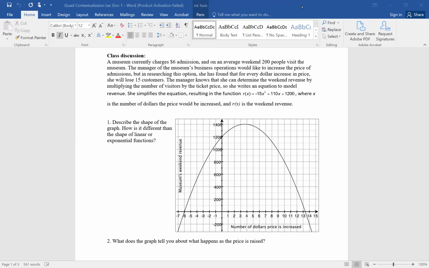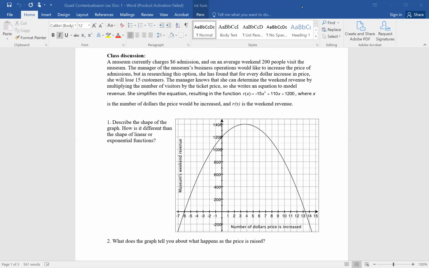So the manager knows that she can determine the weekend revenue by multiplying the number of visitors by the ticket price. So she has this equation she came up with, and you can see it right there. The resulting equation is R of x equals negative 15x squared plus 110x plus 1200.